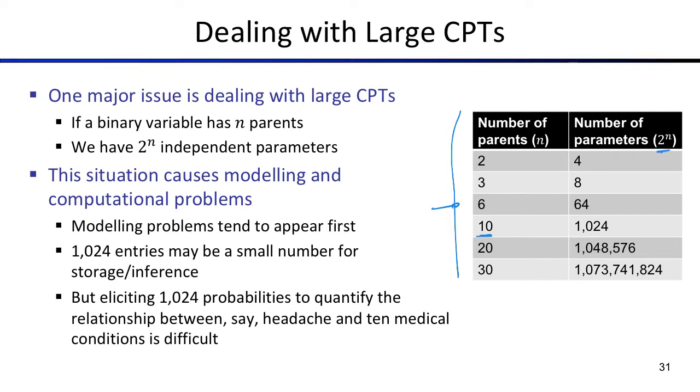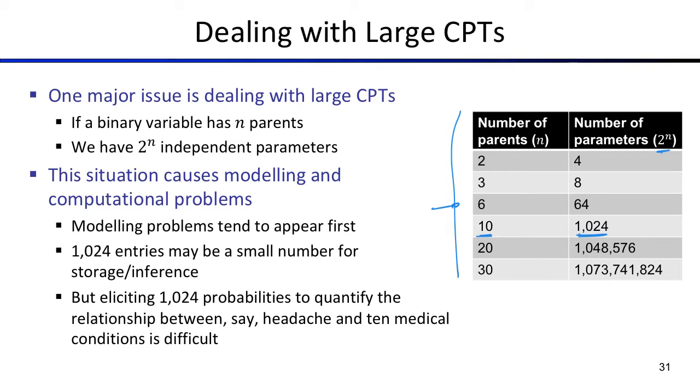The number of parameters, the number of probabilities that we need to list or to find from data, is quite large. It's like 1024 for just 10 parents. And this is considering binary variables, that is an optimistic case.